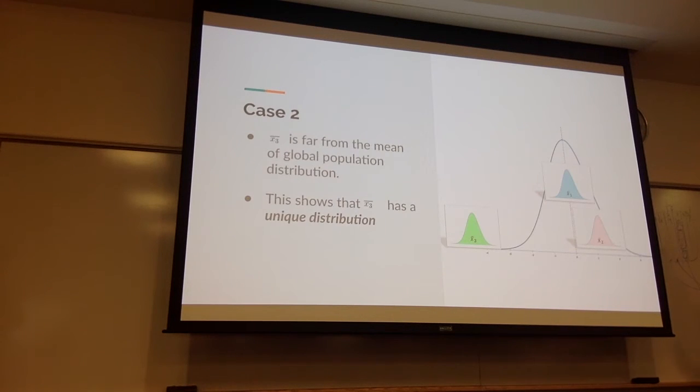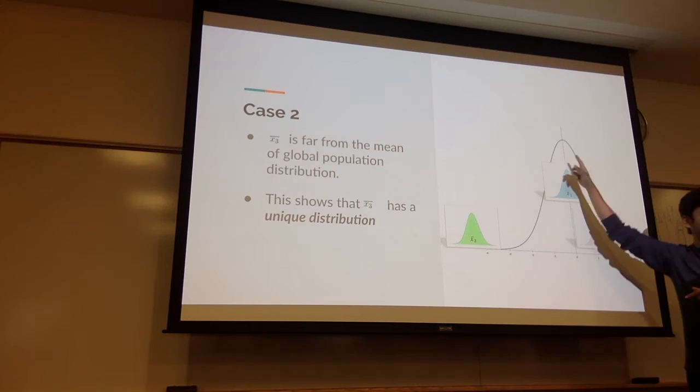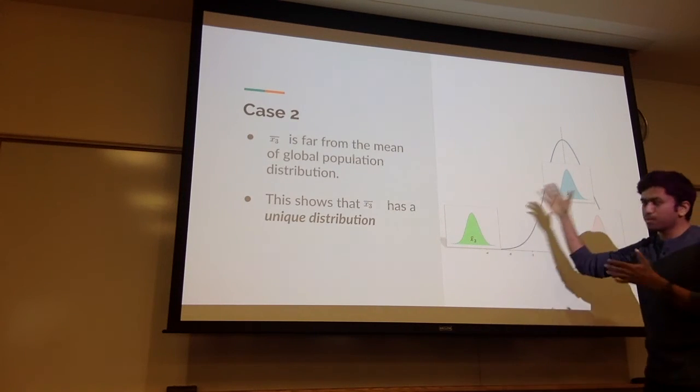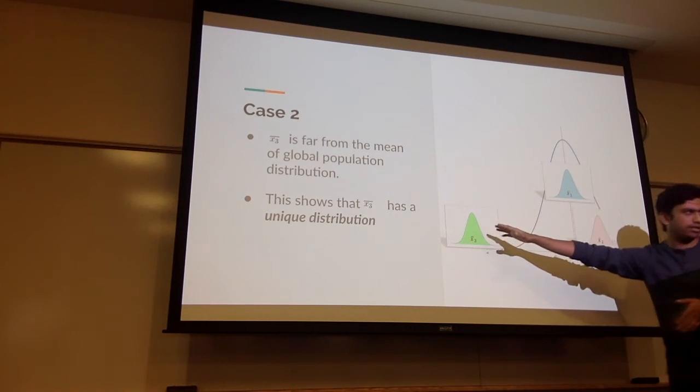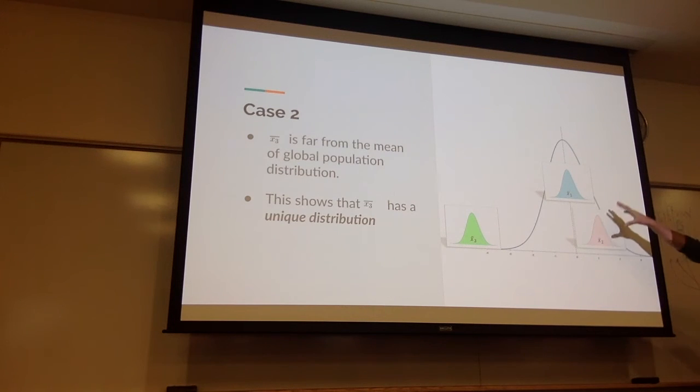In the next case, one of the means is outside our global distribution. This means x3 is not from our data set, x3 is unique in nature, and x1 and x2 are from the same data set.